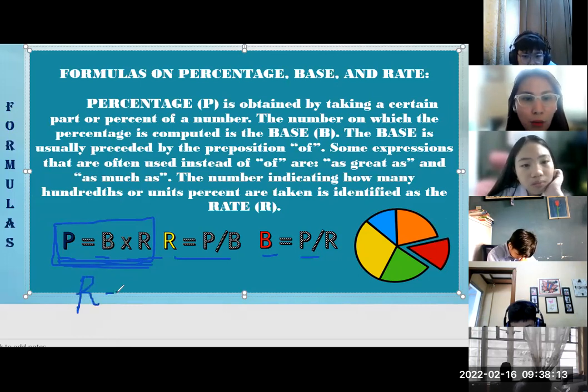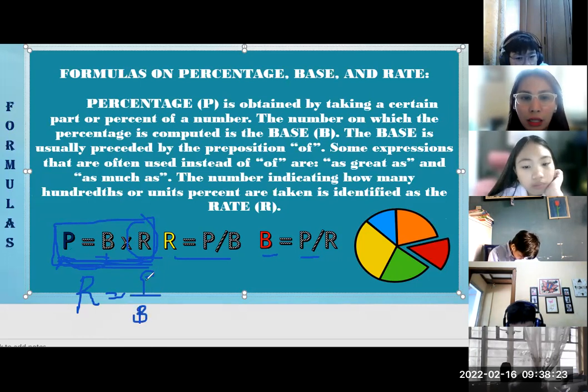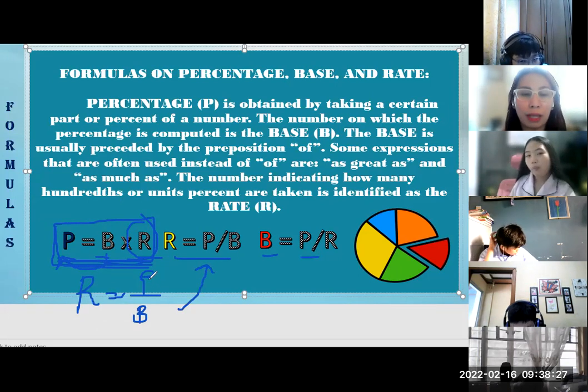Let's say, rate naman yung nawawala. So, ito yung nawawala. Ito, leave transfer nyo lang sa kabilang side. So, P becomes B. Ayan. So, ito yun. Ganon yung ibig ko sabihin.